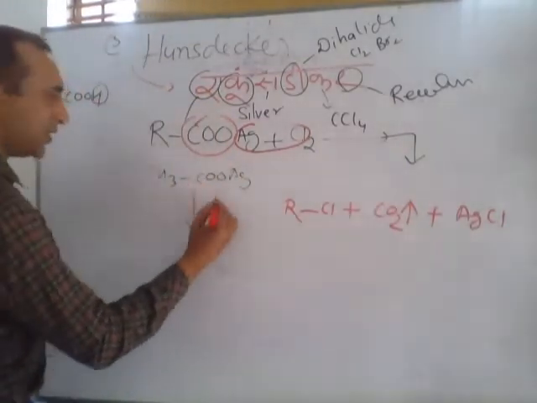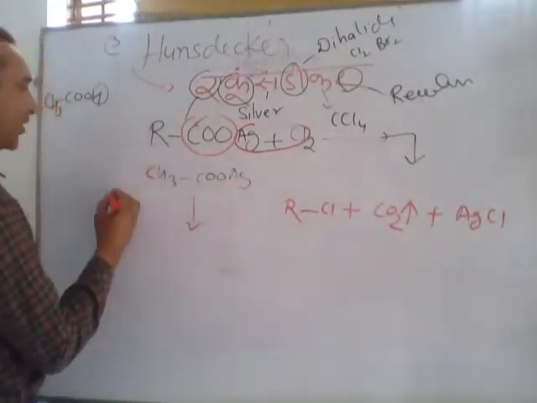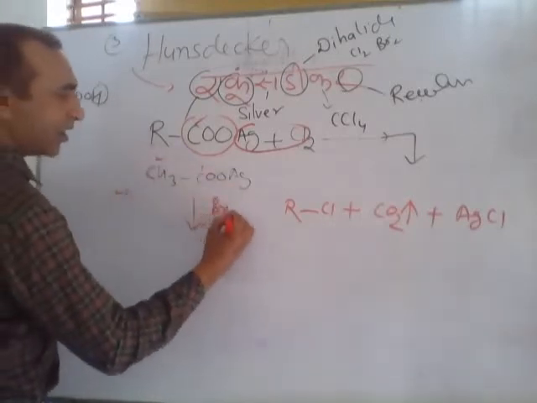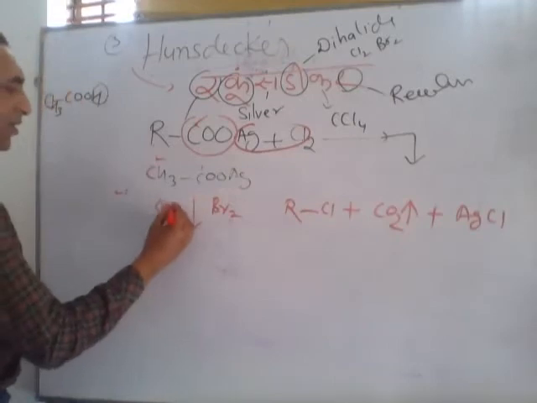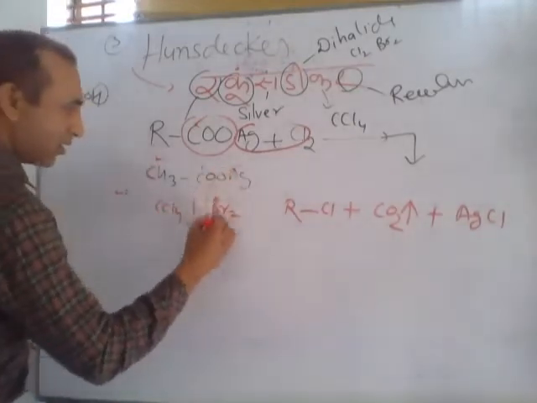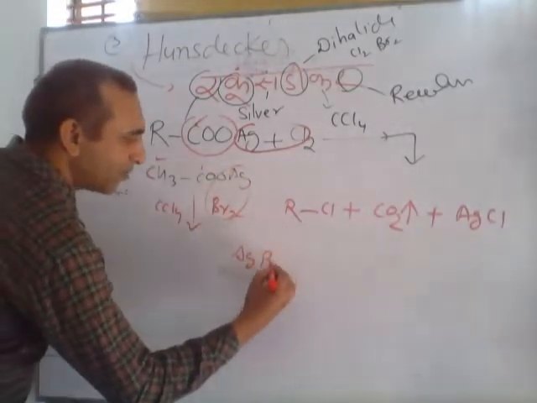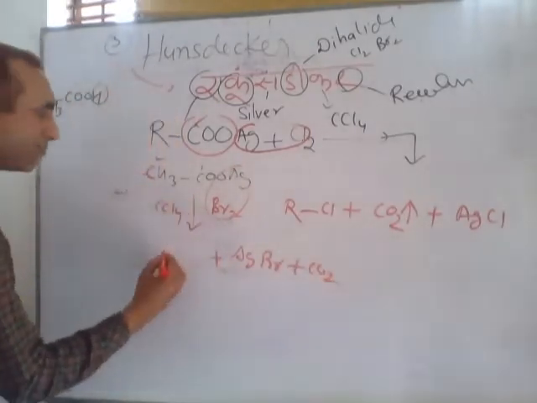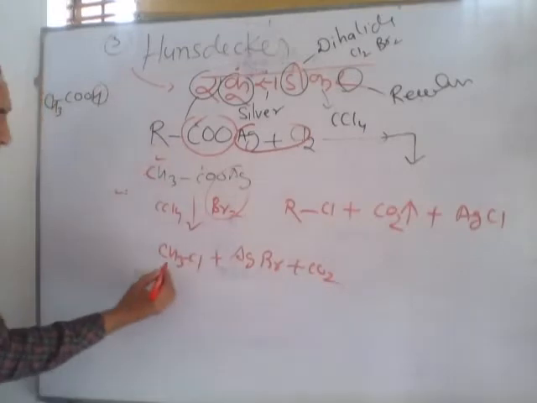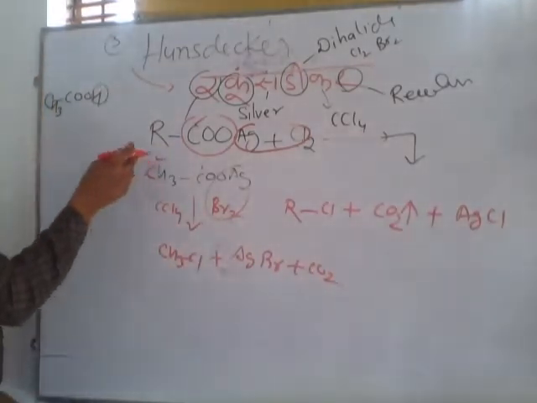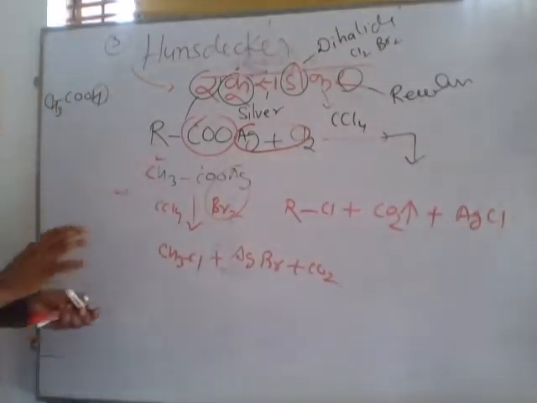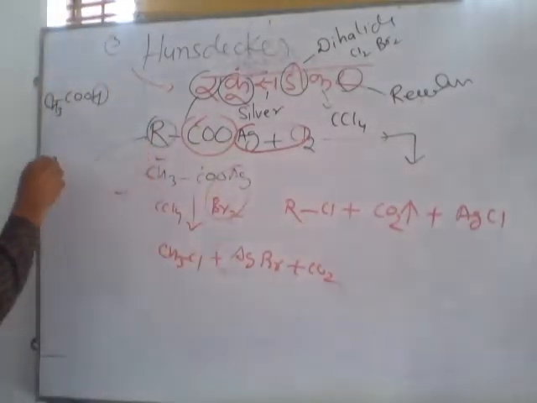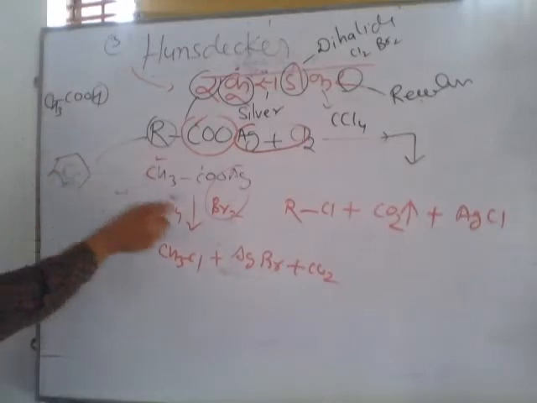Listen, suppose this is silver acetate. In silver acetate there are two carbons, 1 and 2. By reacting with bromine, or otherwise chlorine, in presence of CCl4, AgBr, CO2 and what will form? CH3Br. So in this product there is one carbon, while in the reactant there are two carbons. Listen, in this reaction, instead of R, you can also use a ring, meaning an aromatic compound can also form.